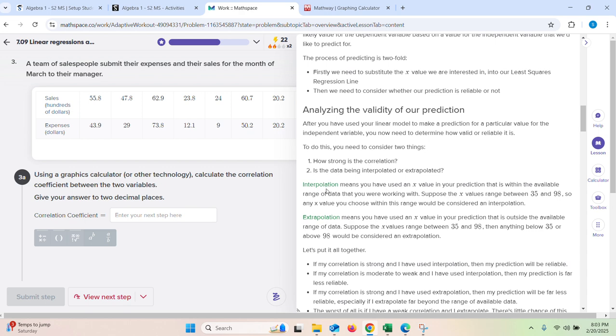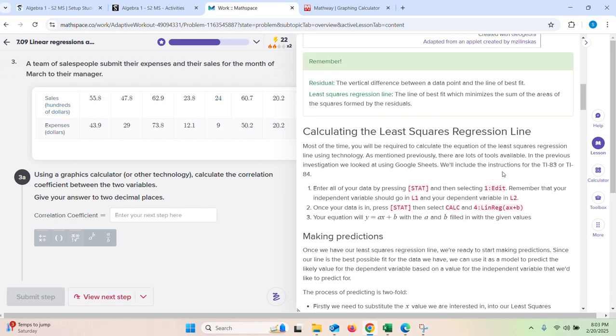Interpolation means you have used an X value in your prediction that is within the available range of data that you are working with. Suppose the X values range between 35 and 98. Any X value within this range would be considered an interpolation. An extrapolation means you use an X value that is outside the available range of data. Okay, got it.